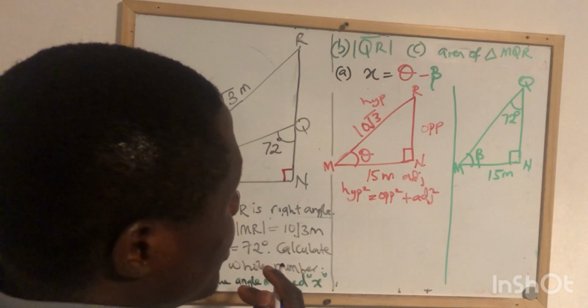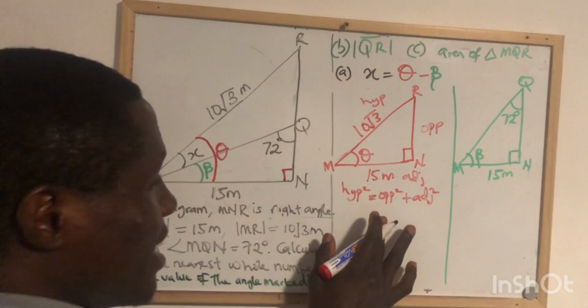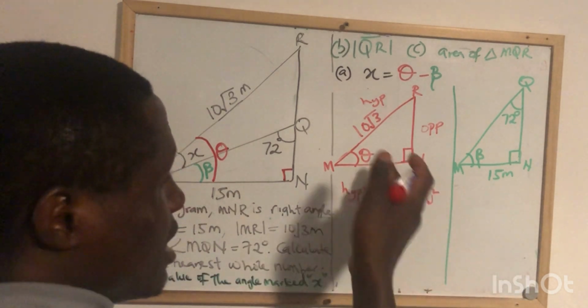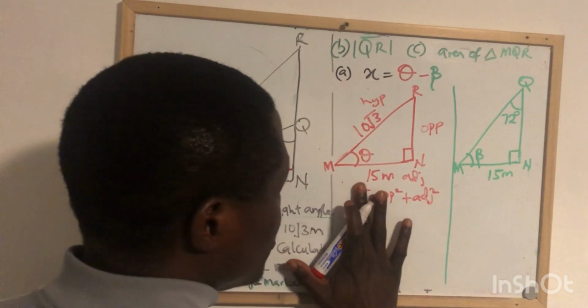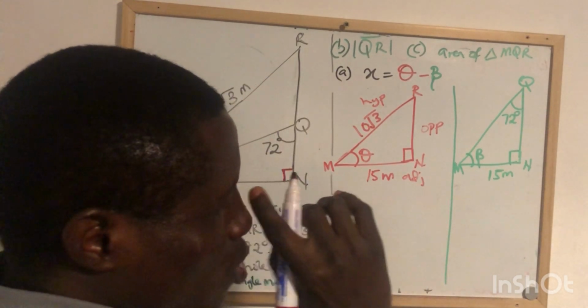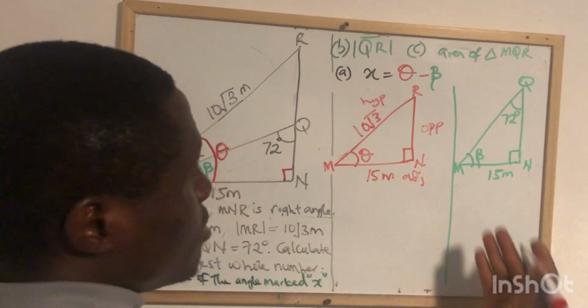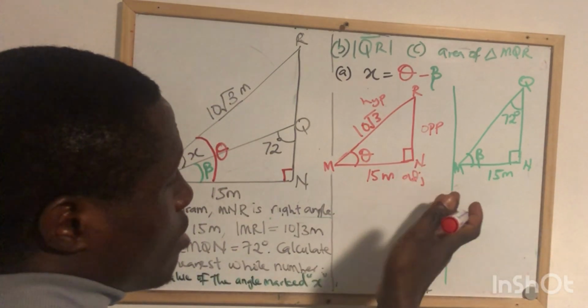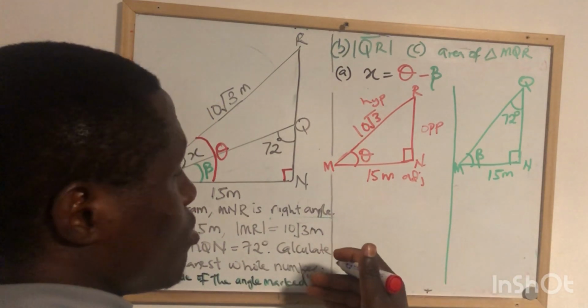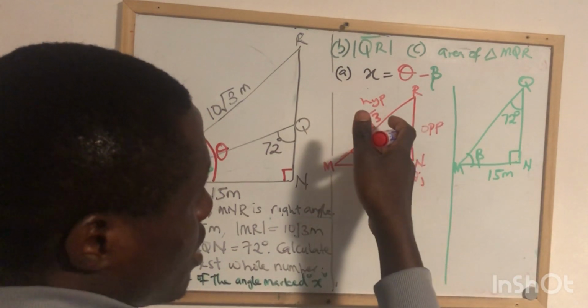If we use this rule here, we are going to be getting one of our sides, but the concentration is the angle. So sorry for that. We are not going to be using this. What we are going to be using is trigonometry ratio, because we are looking for angle. If you are looking for a side, you can use hypotenuse square equal to opposite square plus adjacent square. But what we are looking for is angle theta.